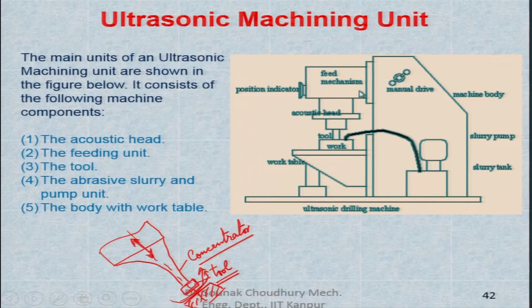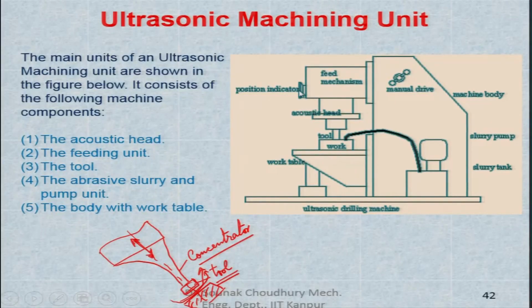Here in the head, there is a feed mechanism, because once again the tool has to be forwarded towards the workpiece, because the material is being removed and the distance between the tool and the workpiece is increasing. So, the standoff distance has to be kept constant. To make that standoff distance constant, the tool has to be forwarded towards the workpiece as the workpiece is machined. So, this is the position indicator. That indicator will show you the distance between the tool and the workpiece, or the standoff distance.